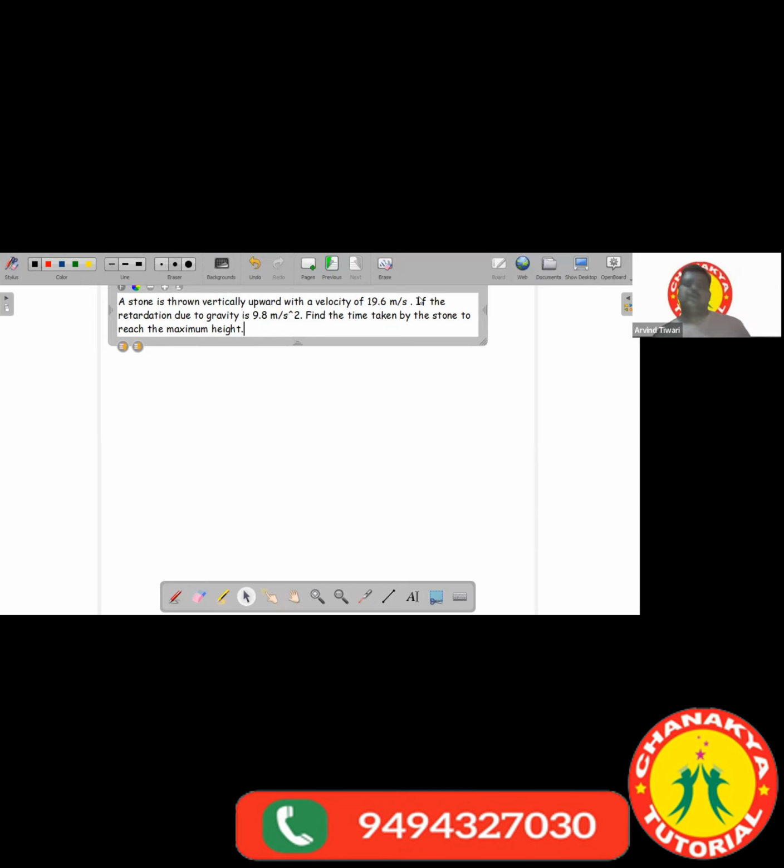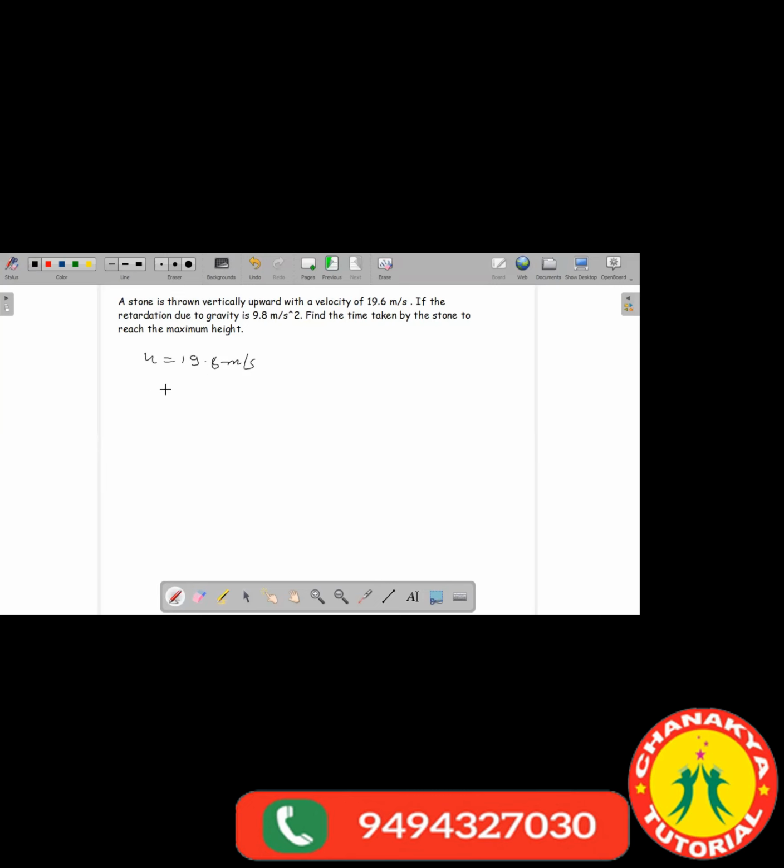So see here, the question is pretty clear. You are given all the values. You are given the initial velocity. So what is the initial velocity we have? 19.6. So our initial velocity u is 19.6 meter per second. And what is the acceleration? 9.8 meters per second square. Yes, we will be taking this acceleration as minus 9.8.